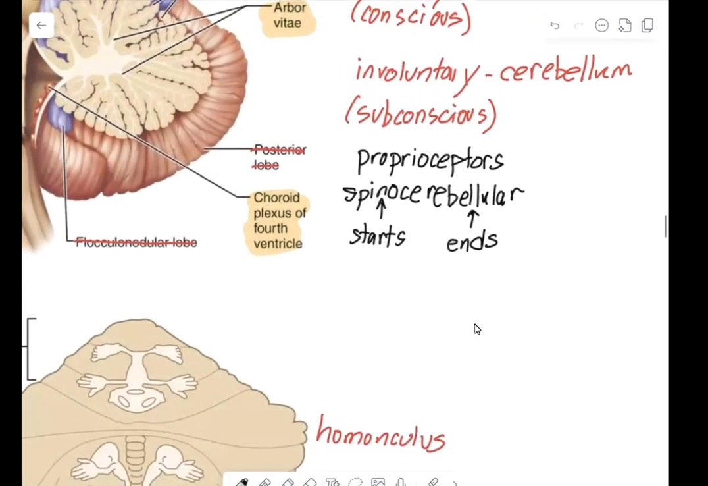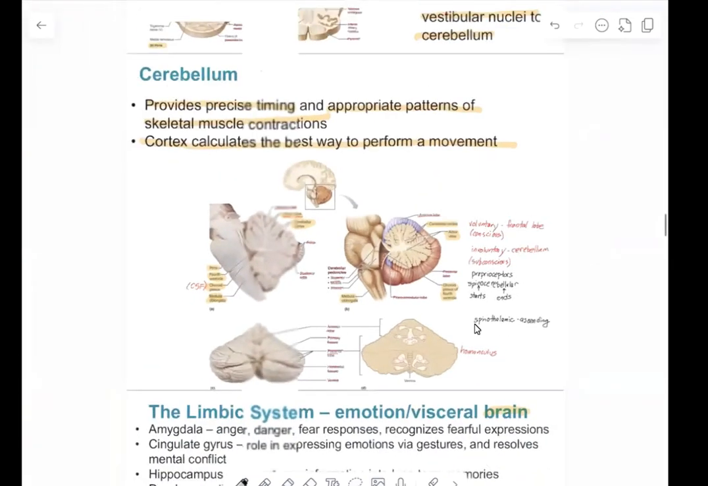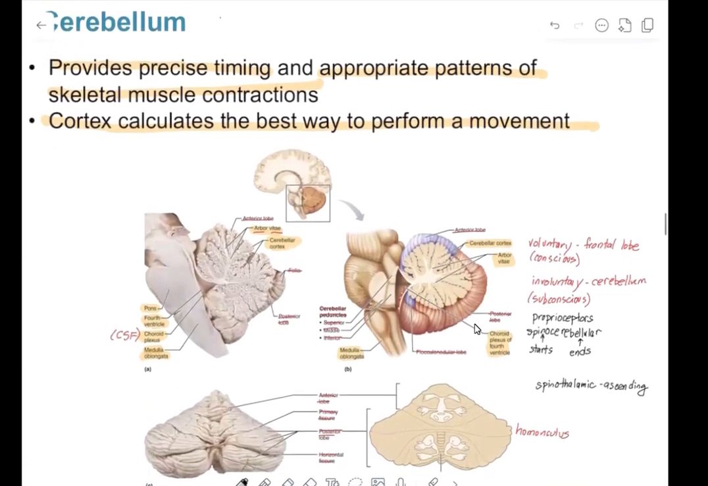Another tract that we're going to talk about later is called the spinothalamic tract. In this case, we know it's an ascending tract because it begins with spine and ends with thalamus. And it has to do with pain as well. So we'll be talking about that one coming up.